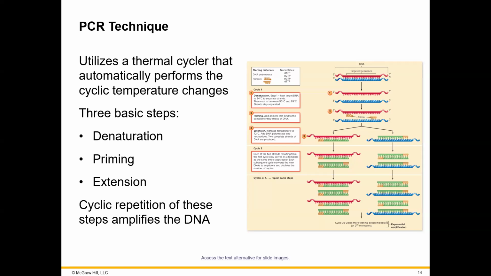That's all PCR is. And it will go from one strand to two double strands for each round. So if you start off with one DNA molecule, after one round, you've got two.